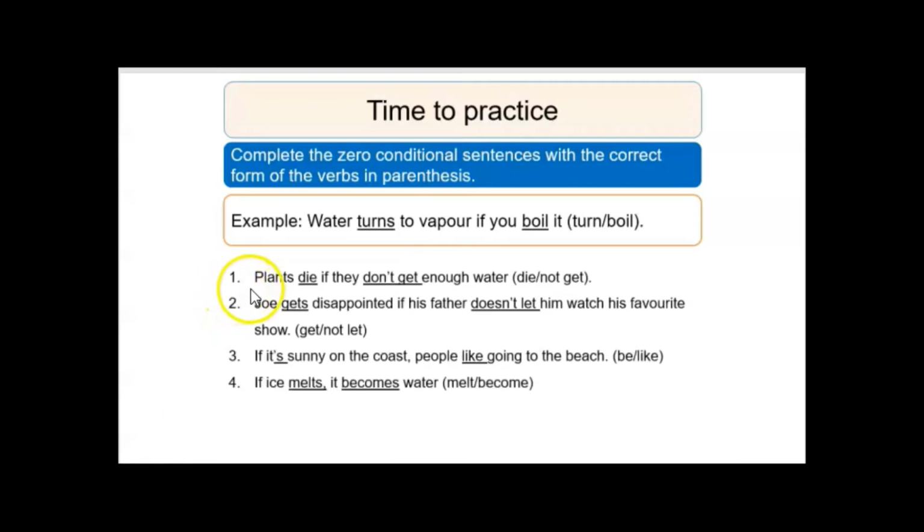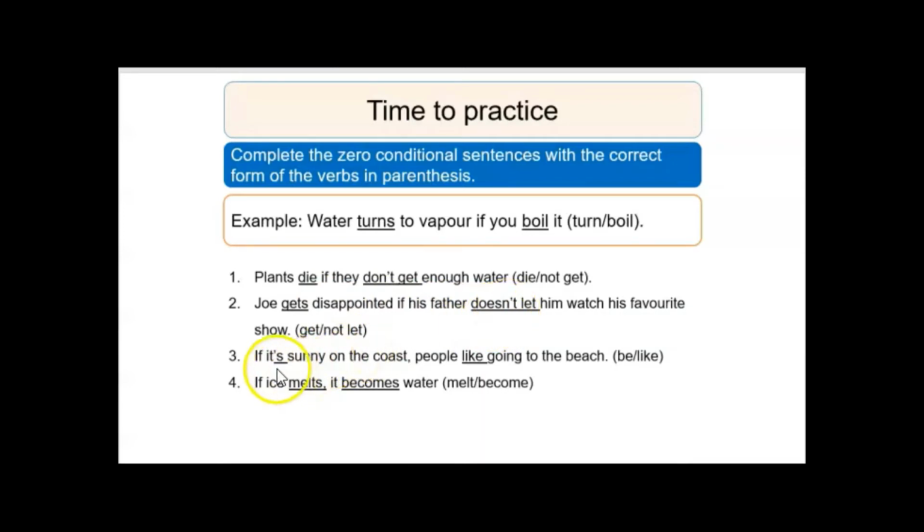Okay, number 1. Plants die if they don't get enough water. Again, we started with the result clause, so there's no comma, and we've got present simple die and present simple don't get. Number 2, Joe gets disappointed if his father doesn't let him watch his favourite show. Again, we started with the result clause, so there's no comma. Joe gets, present simple, disappointed if his father doesn't let him, present simple, watch his favourite show.